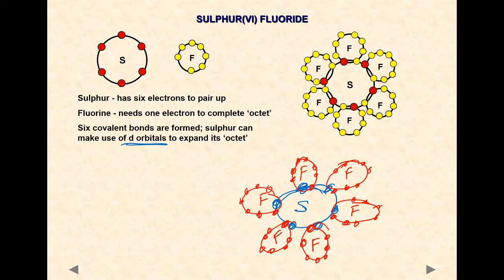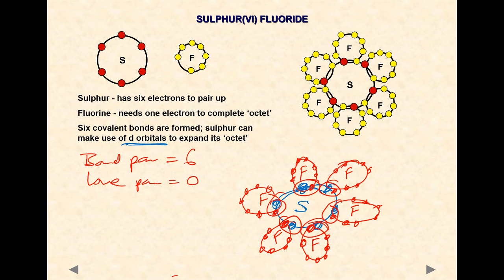Then the next thing that you do is to count the lone pairs. So in counting the lone pairs, you have 1, 2, 3, 4, 5, 6. So in lone pairs, there are 6 lone pairs. So now what we have is that bond pairs will be equals to 6. Lone pairs is equals to 0. So now what will be the shape of the molecule? The shape of the molecule will be an octahedral with bond angle 90 degrees.